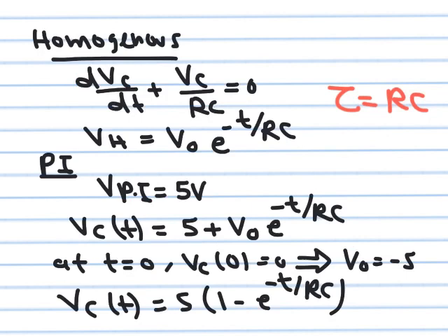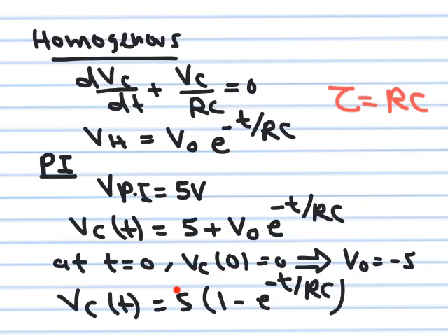Initial conditions told me that immediately after you close the switch, the capacitor voltage was zero, because before you close the switch, it was zero. After you close the switch, it will still have to be zero, because it has to be continuous. So if you put zero here and you put time equal to zero, this will give you one. So 5 plus V naught is equal to zero, or V naught is equal to minus 5. So this is now the general expression for the capacitor voltage.